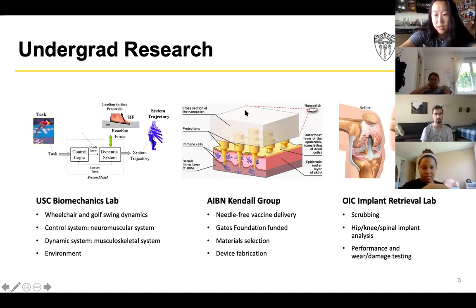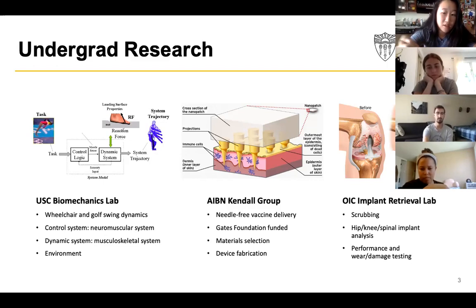And when I came back for senior year, I worked in an implant retrieval lab where I was looking at spinal implants as well as knee and hip implants that were causing issues for patients. So if a patient needed a hip replacement and got a new hip, but it was really uncomfortable or if it was squeaky or it didn't really move in the right directions, the doctors would be able to retrieve it in another surgery and then send it to this lab to analyze what went wrong.